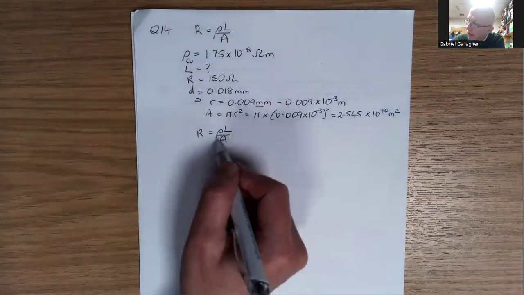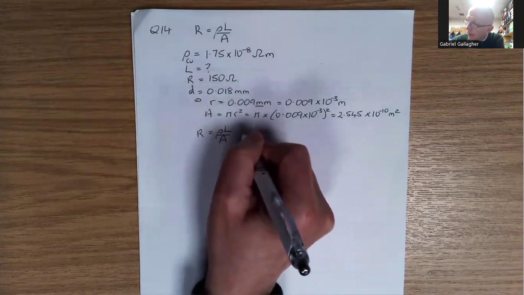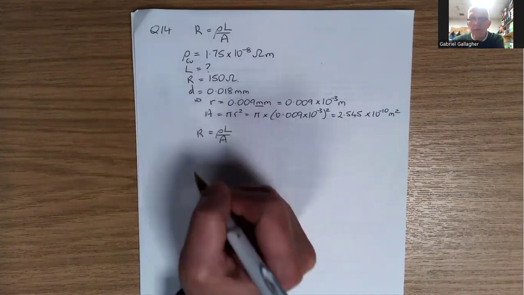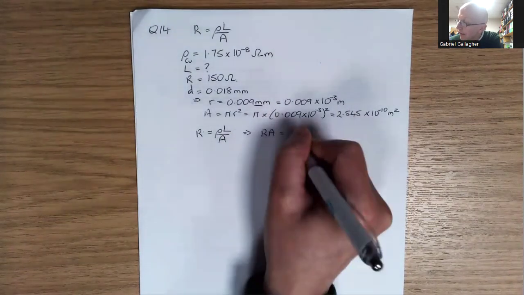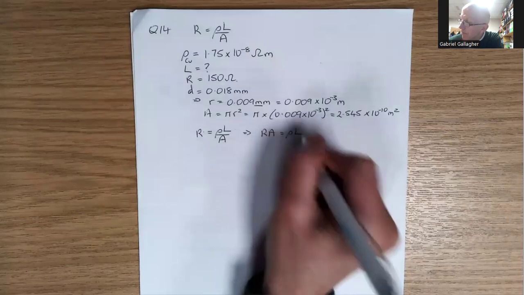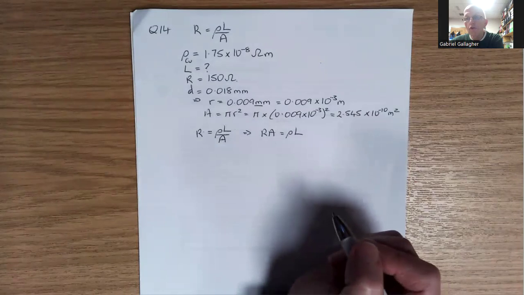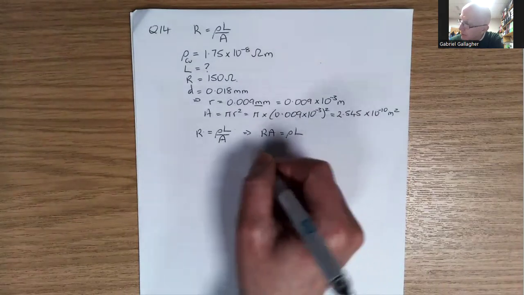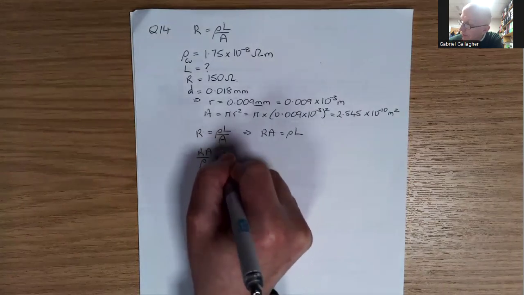To get rid of the A there, we multiply by A up here and they'll cancel out. If we multiply by A up there, we have to multiply this by A. So our first step is R times A equals rho L. Now I want to leave L there, so I need to move the rho. I divide by rho on this side, and they'll cancel out. So R A over rho equals L.